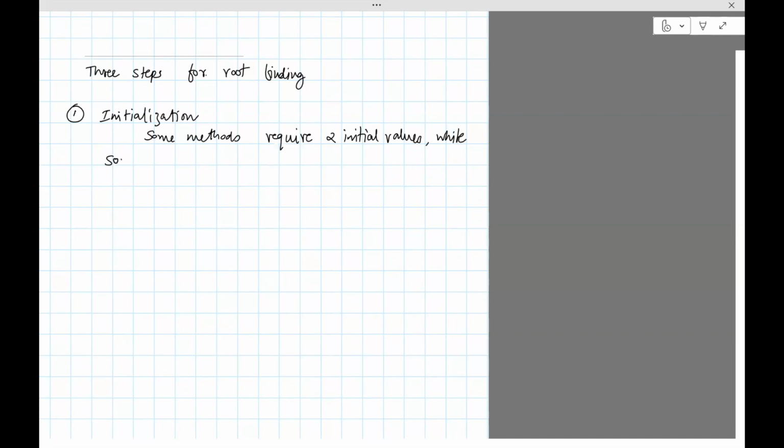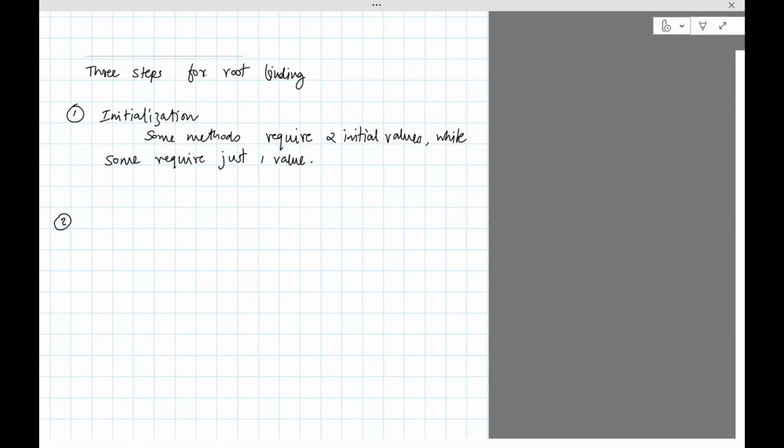While some require just 1 value. Okay, so we sometimes take this step for granted, but generating the initial guess is important because, as you'll see, if you start too far away from the solution, then sometimes you'll never really get the solution. It'll say that there are no roots, but actually there are roots.